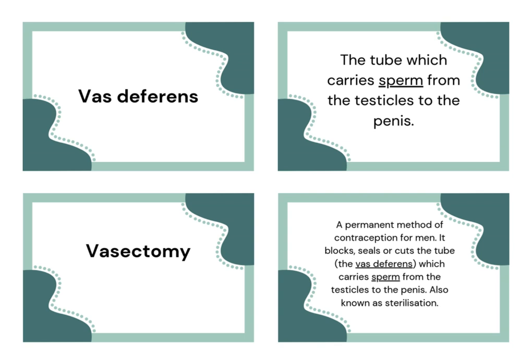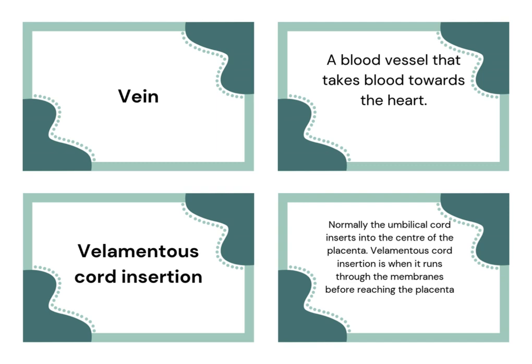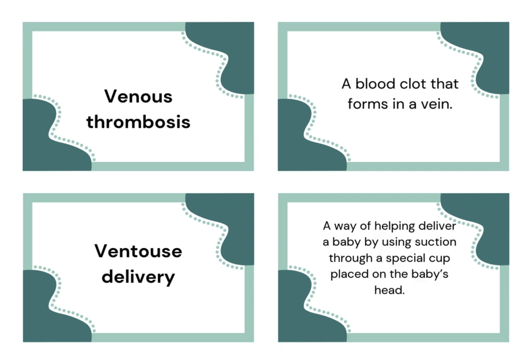Vasectomy, a permanent method of contraception for men. Vein, a blood vessel that takes blood towards the heart. Velamentous cord insertion. Normally, the umbilical cord inserts into the center of the placenta. Velamentous cord insertion is when it runs through the membranes before reaching the placenta. Venous thrombosis, a blood clot that forms in a vein.